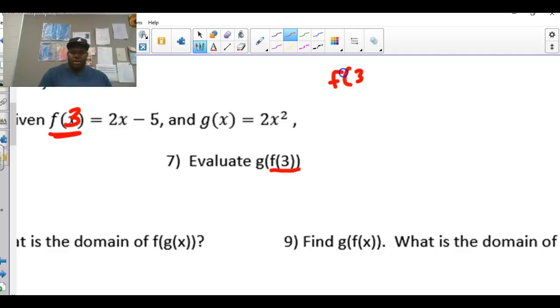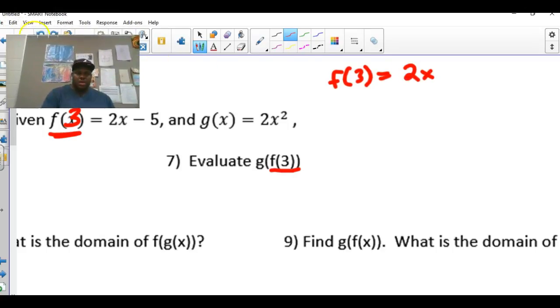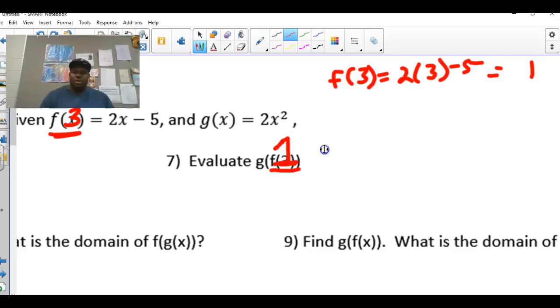So f of 3 equals 2x, x is 3. So we have 2 times 3 minus 5. 2 times 3 is 6. 6 minus 5 is 1. So now we know that this f of 3 is 1. So we're going to evaluate g of 1. So we have g of 1.